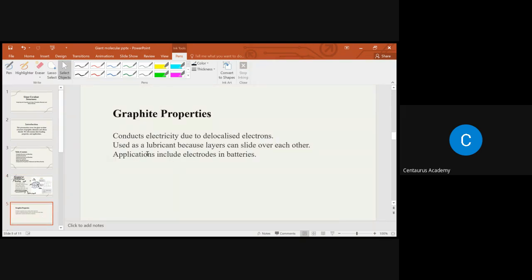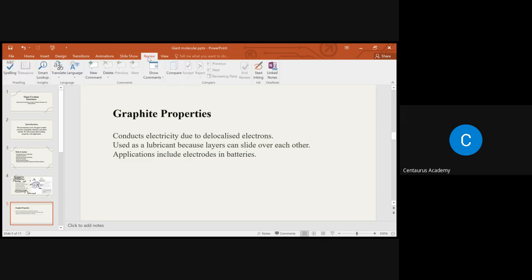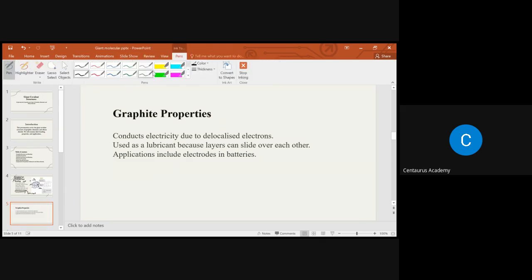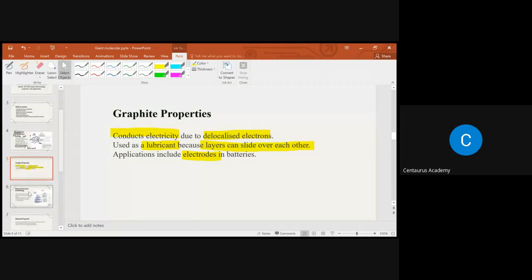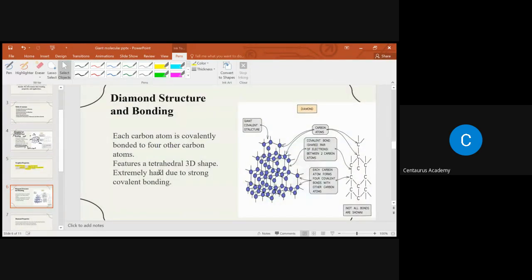So graphite properties include that it is able to conduct electricity. We said that this is the only exception here. Why? Because it has a sea of delocalized electrons which are able to carry electric charge. It is used as a lubricant because the layers are able to slide upon each other. The applications include that graphite is used as electrodes, because of this property. Then it has greater melting and boiling points as well.